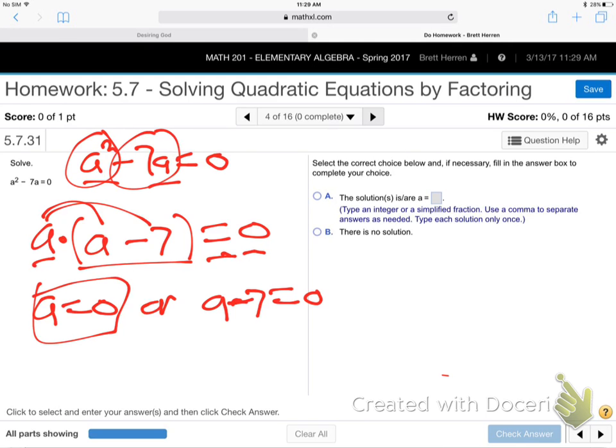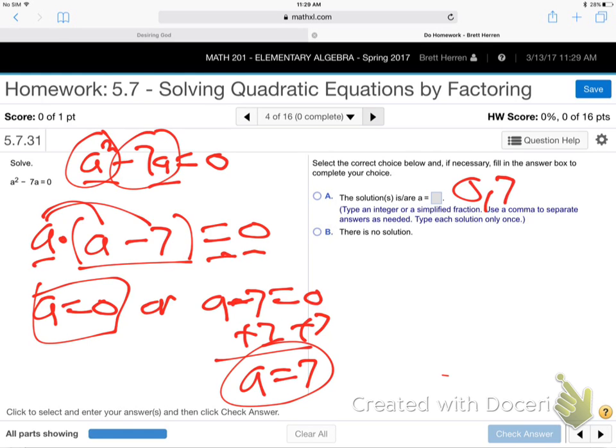So the first one's done. There's nothing more to do with that. A itself could be 0. Or how do we finish the second one? Add 7 to both sides. A is 7. So the answers are 0, 7. Either order.